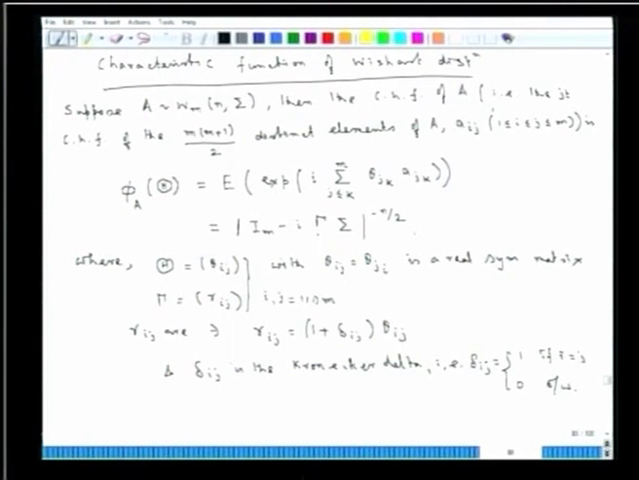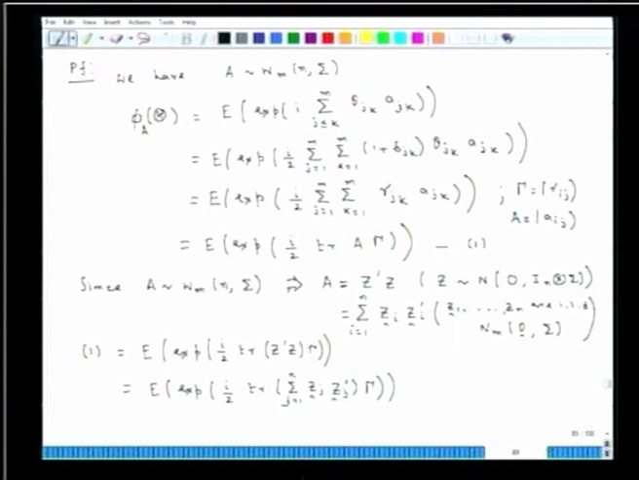the random matrix, it's a symmetric matrix. So we are looking at the joint characteristic function of the m into m plus 1 by 2 distinct elements of A, denoted by Aij. This quantity gives us the characteristic function of the Wishart distribution, which we were trying to prove is the determinant of Im minus I square root of minus 1 times gamma into sigma, the determinant of that whole raised to the power minus n by 2, where the gamma matrix was given in this form and the sigma matrix was the associated variance covariance matrix.